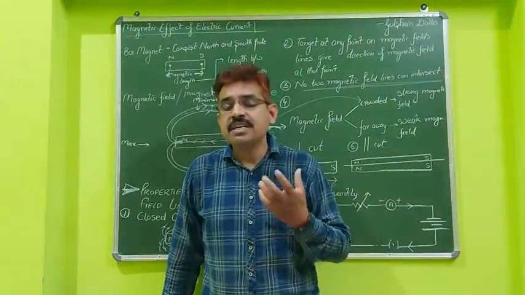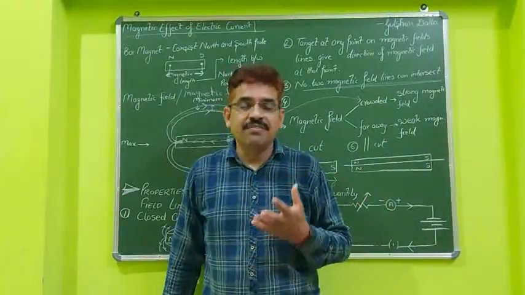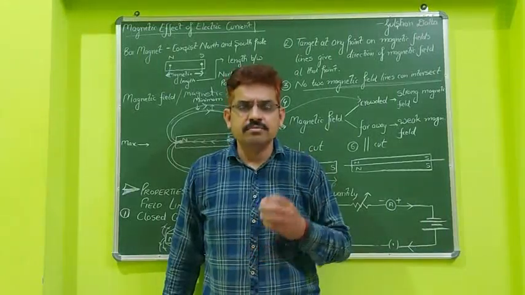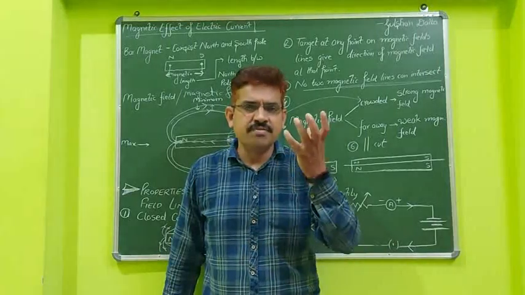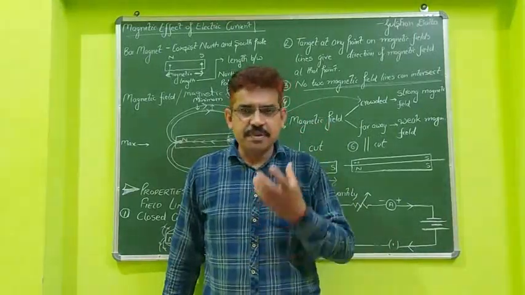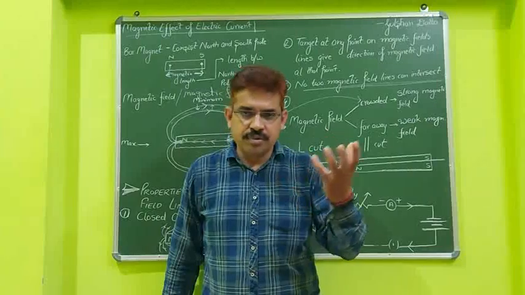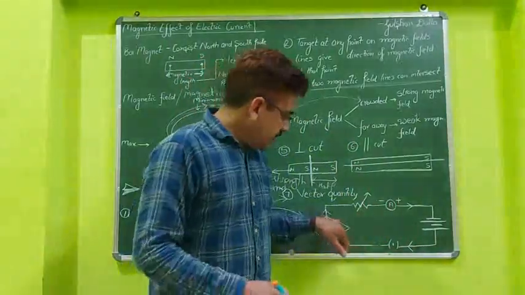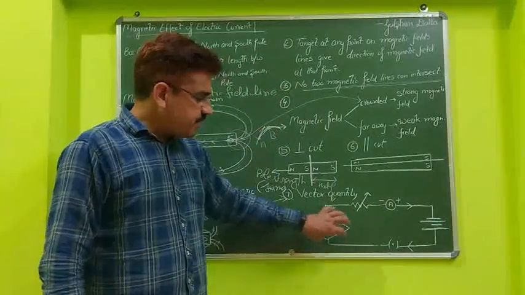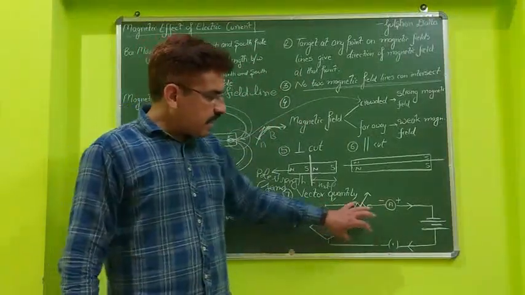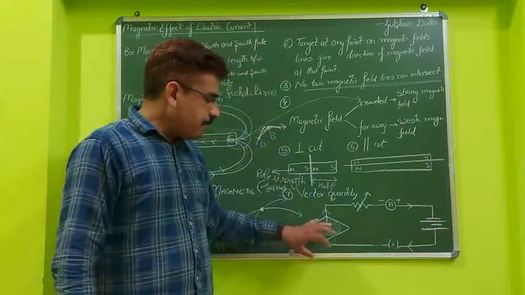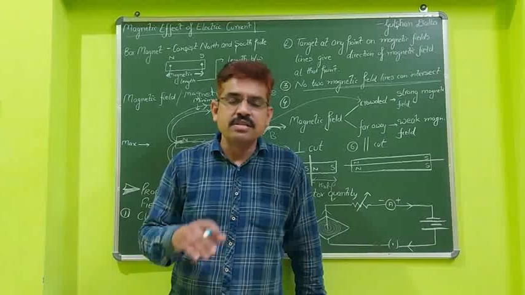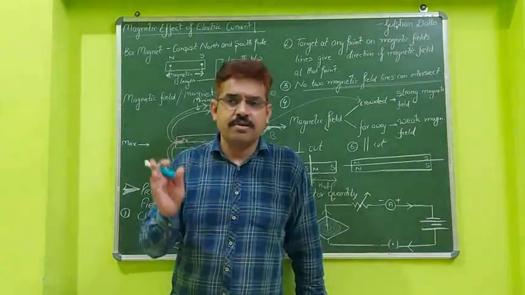What we have to study is where the magnetic field exists. For that, Oersted performed one experiment. He took some iron filings and sprinkled them on a cardboard, and he took a conductor. When current passes through that conductor, all the iron filings automatically get adjusted in the form of concentric circles.